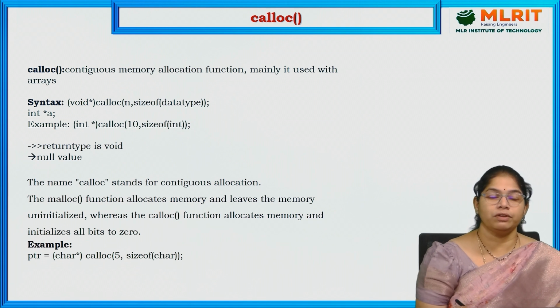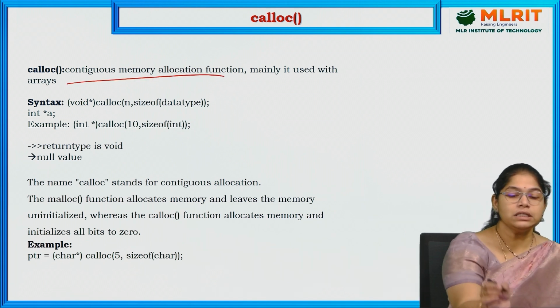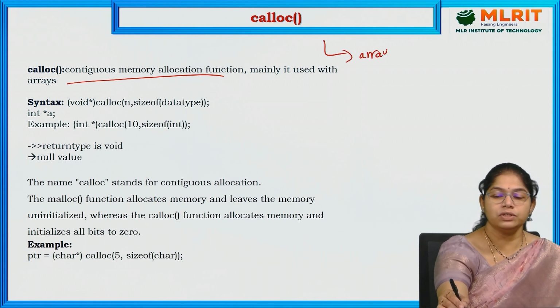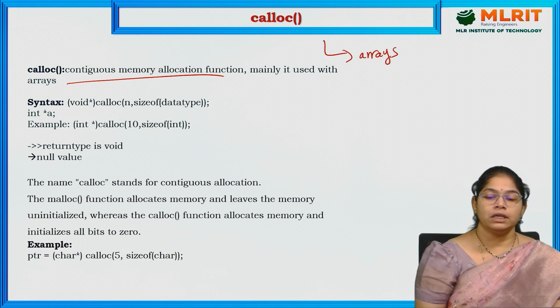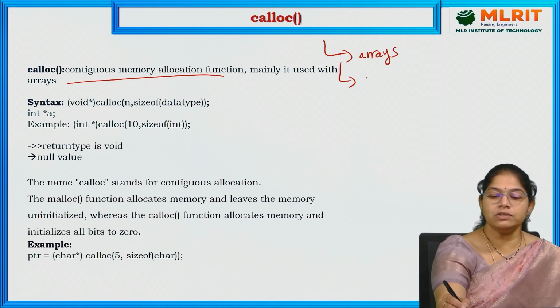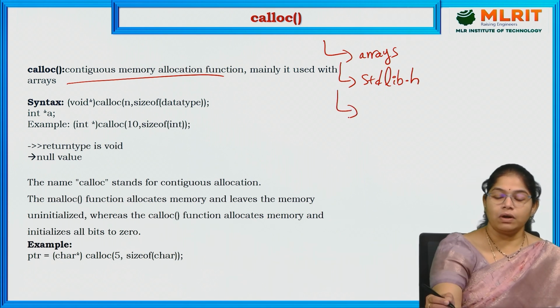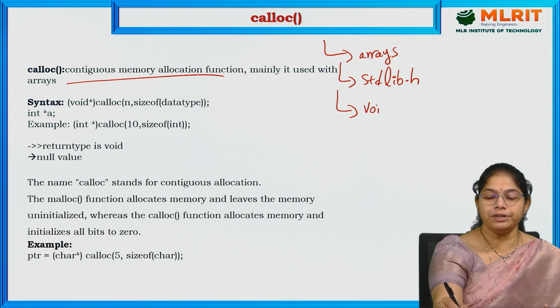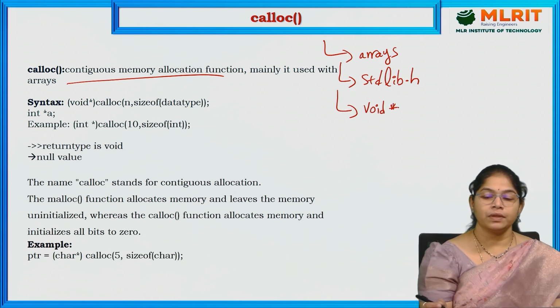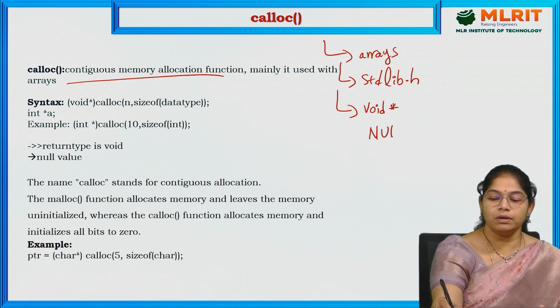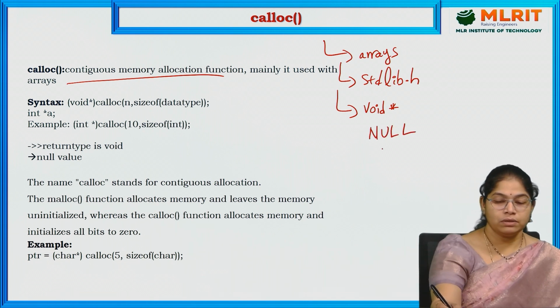Now, the calloc function. Calloc means contiguous memory allocation. Generally it is used for arrays. This function is also present in the header file stdlib.h. On successful allocation of memory, it returns a void pointer. If it is not allocated, it points to null. It takes two arguments.